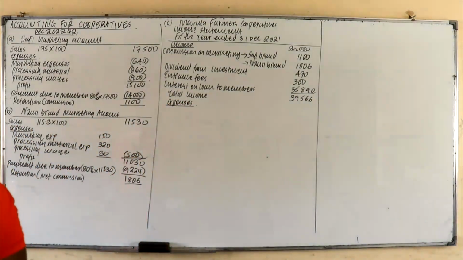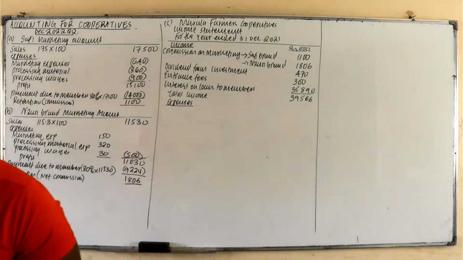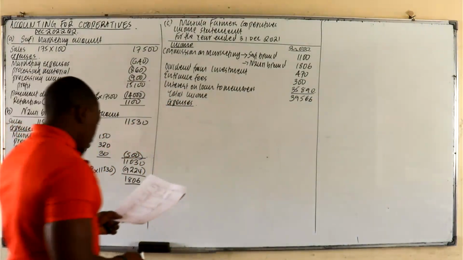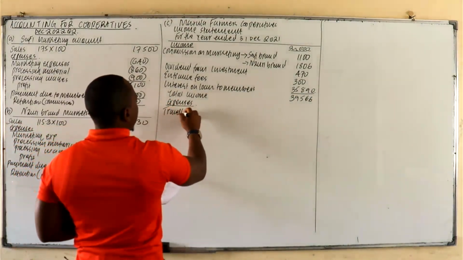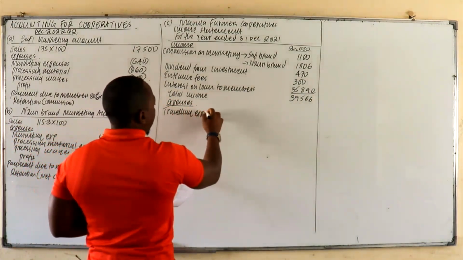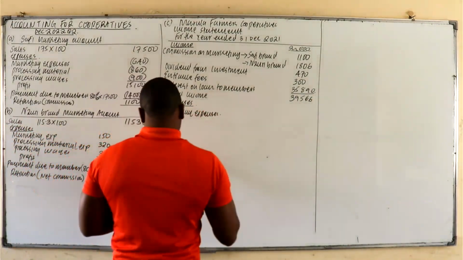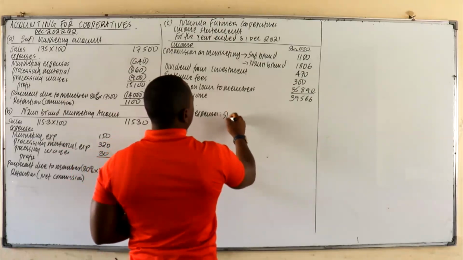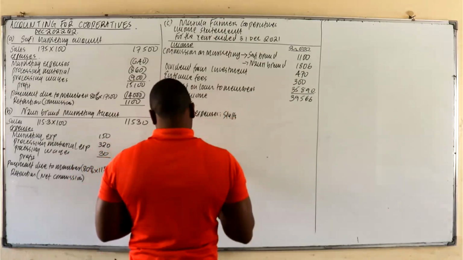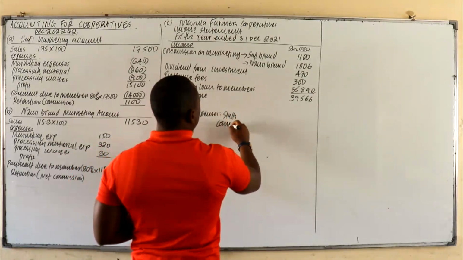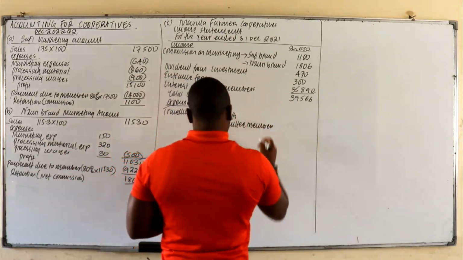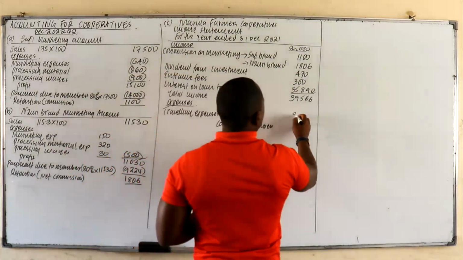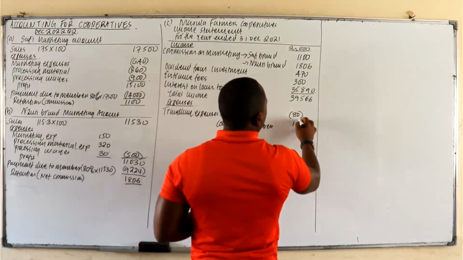So you look on the debit side, look at the debit side. So for the expenses, we have traveling expenses. And for the traveling expense, we have for the staffs, and then we have for the committee members. So here we have an amount of 80. You have an amount of 100.